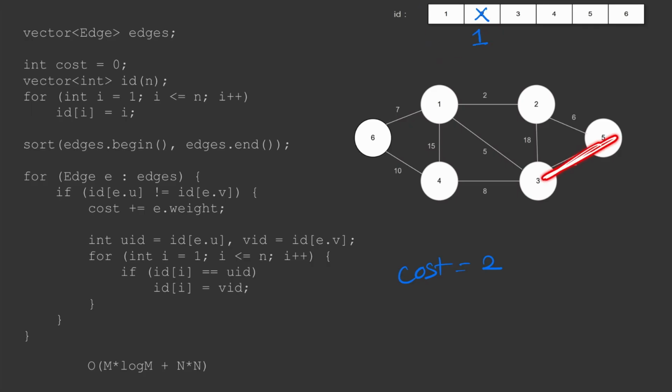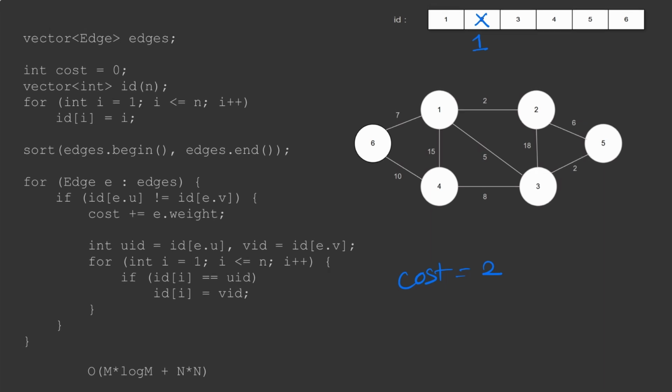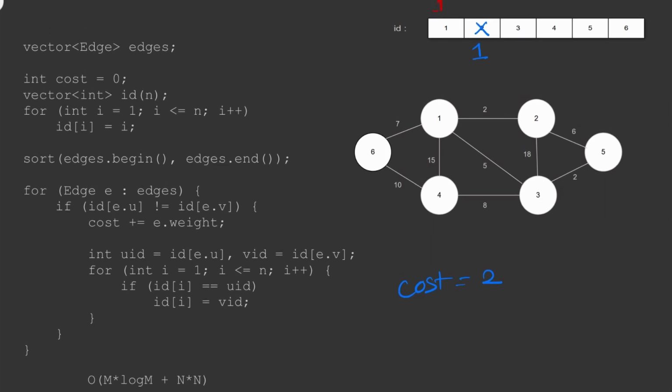Then we will take this particular edge connecting 3 to 5. Let me write the indices here so that it is clear. So this is 1, this is 2, this is 3, this is 4, this is 5, and this is 6. As of now, 3 and 5 belong to two different subtrees. See, they have different IDs. So we will merge them together by increasing the cost by 2, and we will update the ID of node 5 to 3.